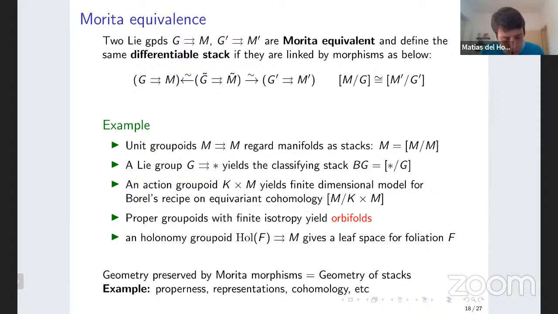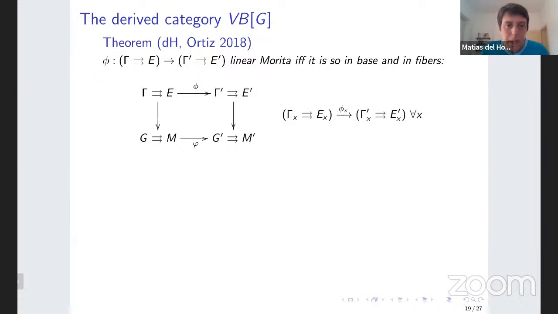So what is a geometry of a stack? It is any geometry of the groupoid that is preserved by the Morita morphisms. And some examples are representations, homology, being proper. Being proper of a groupoid means that the underlying stack is Hausdorff somehow.